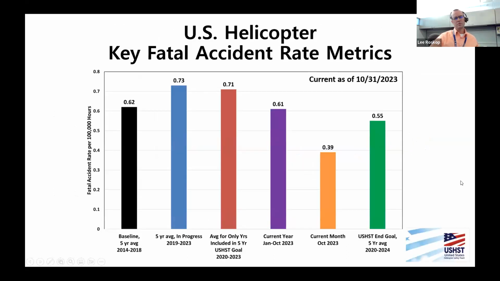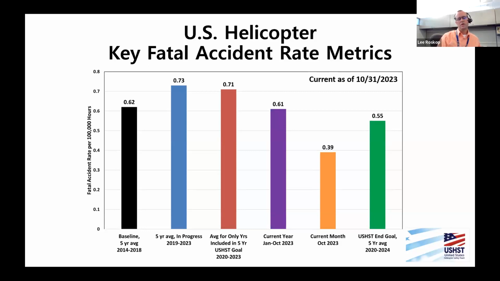This is the same sort of chart, just displayed in a different way. The bar on the far left side of the chart is the baseline rate that we use for 2014 through 2018, and the green bar on the far right side of the chart is the goal rate, at 0.5. Those 4 bars in the middle are different time frames of measurement. The first one being what you saw on the previous slide, the 0.73 per 100,000 flight hours. That's for the 5-year period that we currently have in progress.